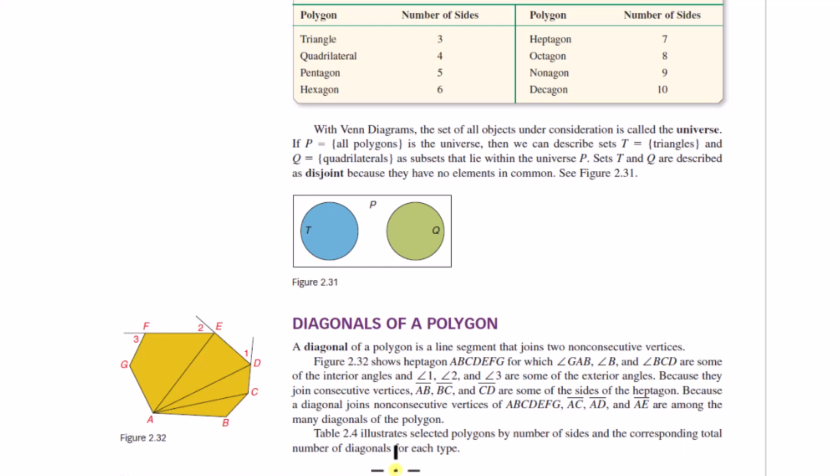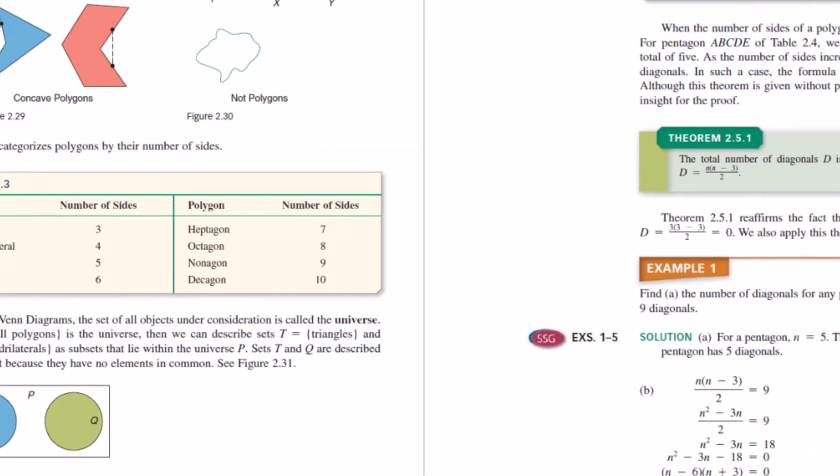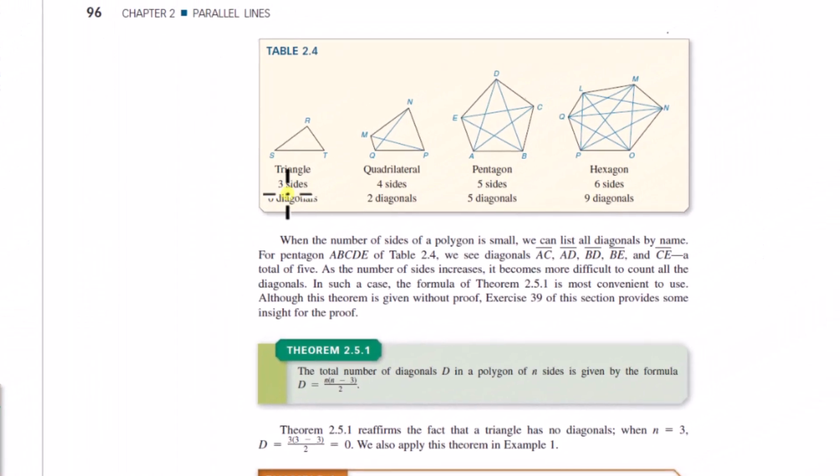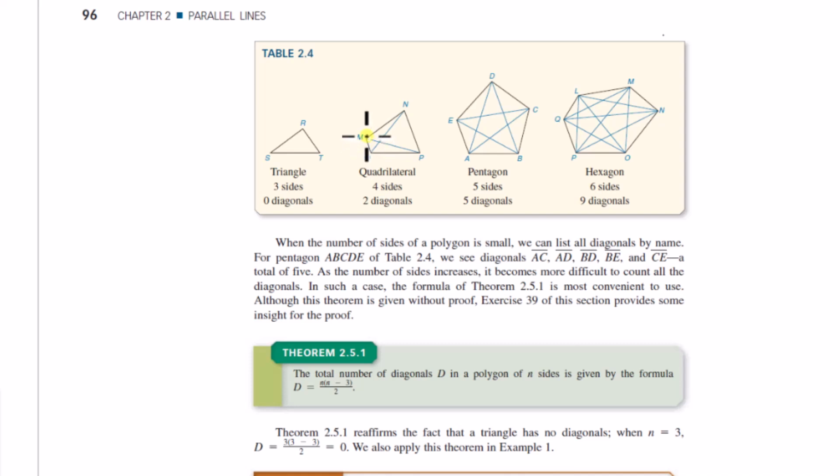So that's something to think about: how many total diagonals does each type of polygon have? As we talked about, a triangle has 3 sides, no diagonals. A quadrilateral has 4 sides, 2 diagonals. Pentagon, 5 sides, 5 diagonals. Hexagon, 6 sides, 9 diagonals. When the number of sides of a polygon is small, we can list all diagonals by name.